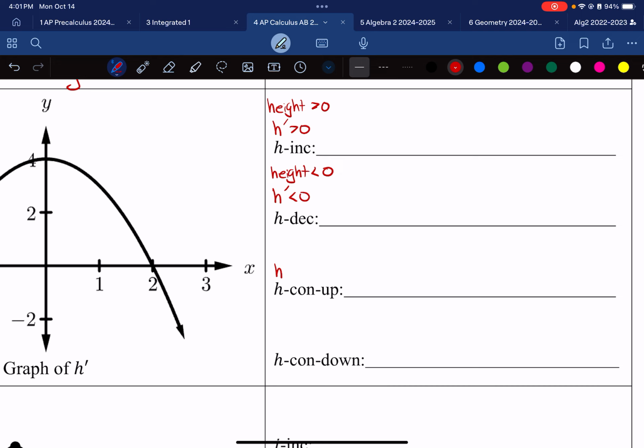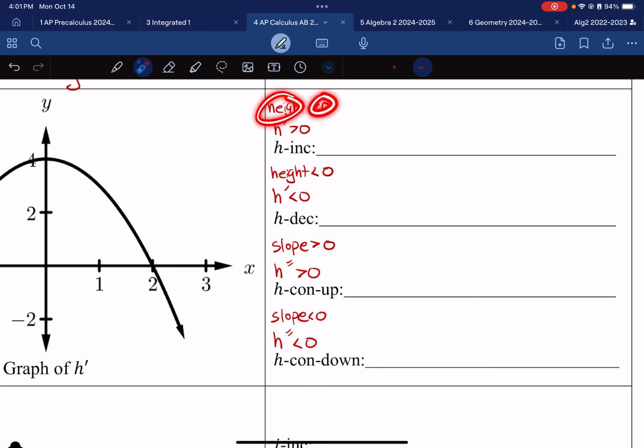H concave up is where H double prime is greater than 0. So now you ask the question, what is H double prime on a graph of H prime? Well, that's slope. So it's where slope is greater than 0. And then H concave down is where H double prime is less than 0. Therefore, it's where the slope is less than 0. Let's go ahead and do our analysis over here.